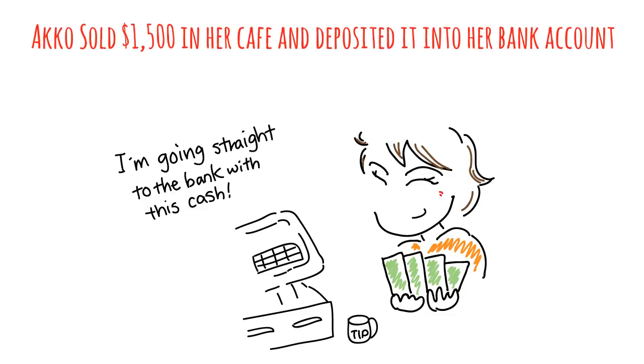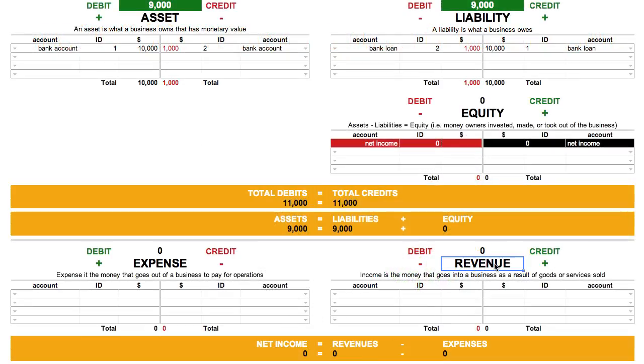Say that Akko sold $1,500 in her cafe and the money was deposited into the bank account. How do we enter that in? We can safely assume that this is revenue. By making a sale, we increase our revenue, which means we need to credit the revenue account. So we choose the cafe sales account, enter in an ID of 3, and put $1,500 for the amount.